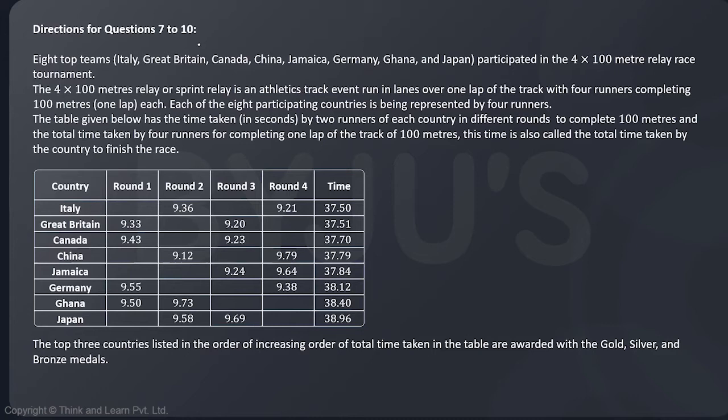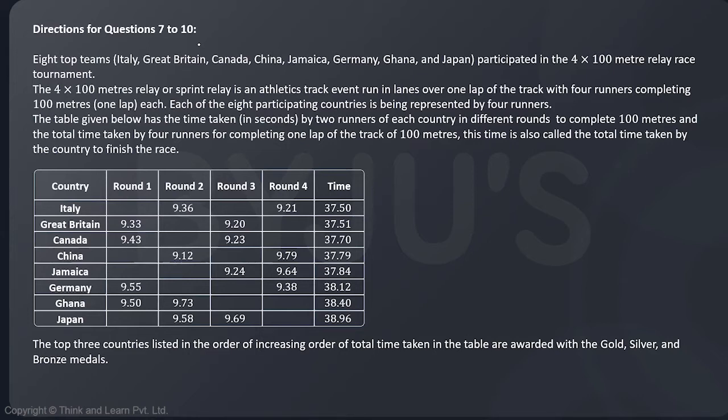The 4 into 100 meters relay or sprint relay is an athletics track event in lengths over 1 lap of the track, with 4 runners completing 100 meters, that is 1 lap each. Each of the 8 participating countries is being represented by 4 runners.